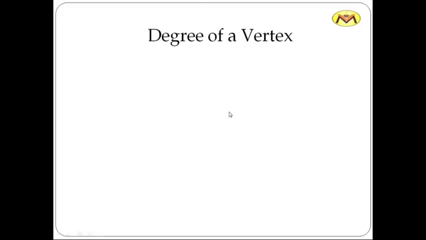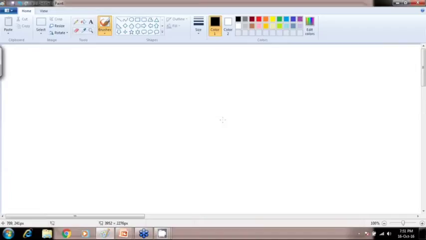Then we have something called the degree of a vertex. So let me just try to draw something to show what the degree of a vertex is. Let's say that there is one city here, another city here, a third one here, and let's say a fourth one here. So if I connect these four like this, say connect it like this, and suppose, let me just do one thing.